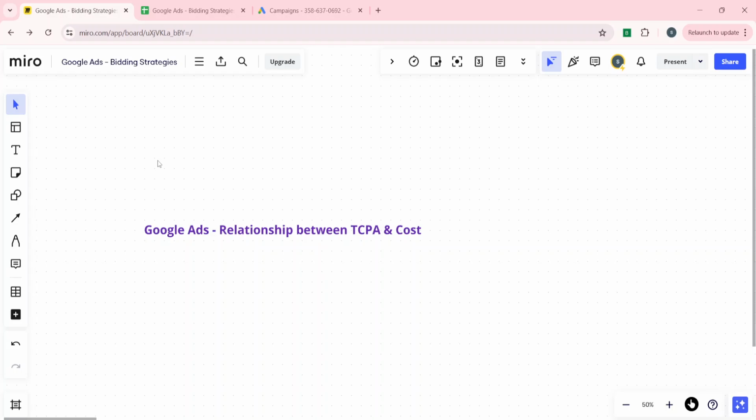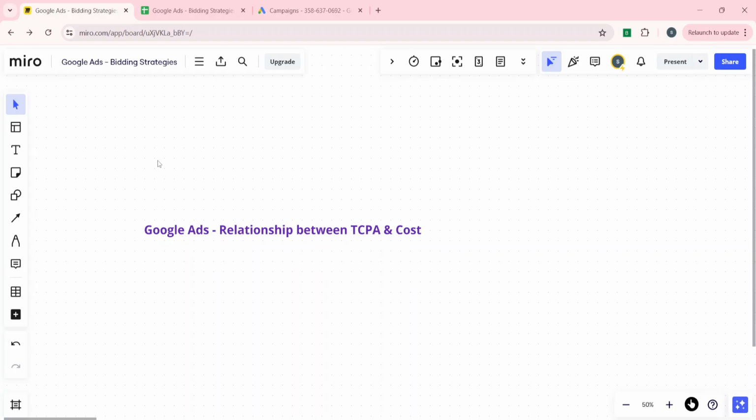Hi, in this lesson, we will see the relationship between TCPA and cost. Please pay a little attention because the concept that I am going to discuss now is going to be a little tricky. If you are able to understand this concept, trust me, you will become a very good advertiser in Google Ads.